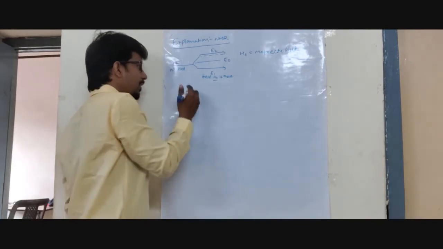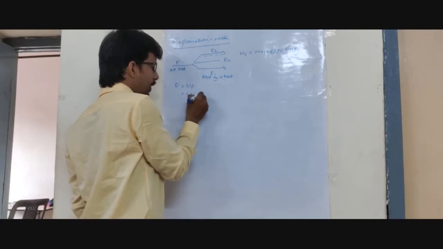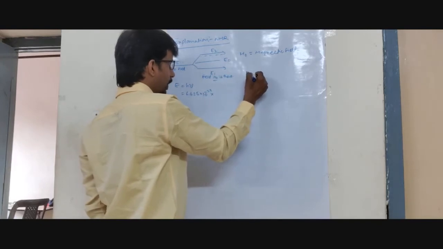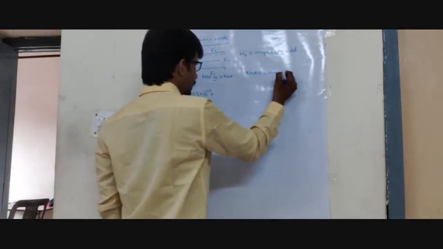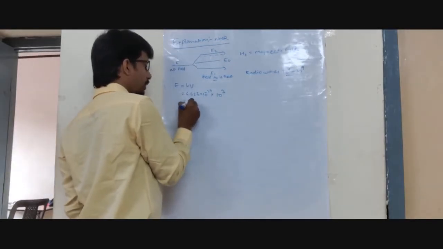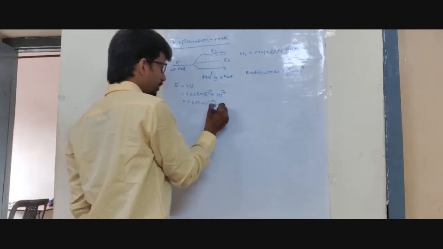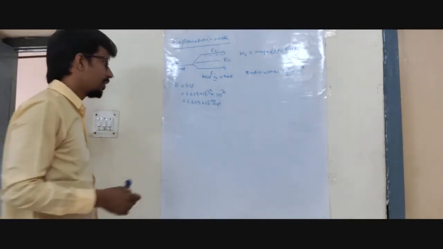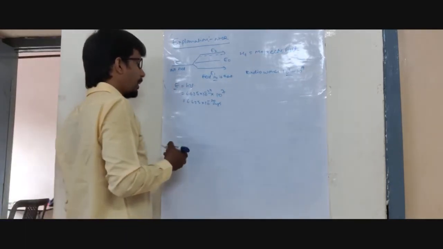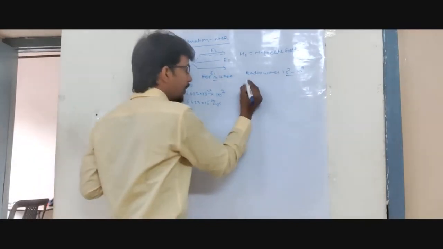The main condition is E equal to h into nu. h is 6.625 into 10 power minus 27. Into what is the range of radio waves? The range is 10 power 7 to 10 power 9. Let us consider 10 power 7 as the lowest value. If you multiply, you get 10 power minus 20. Like that, you can generate the energy of the radio waves. Radio waves are used to study nuclear structures.